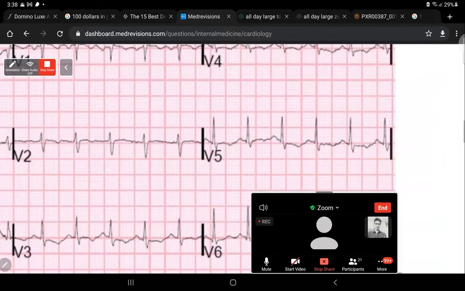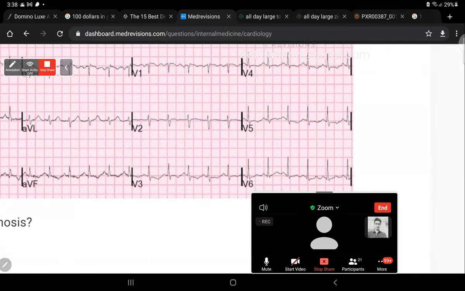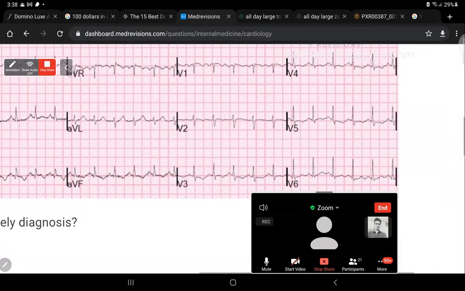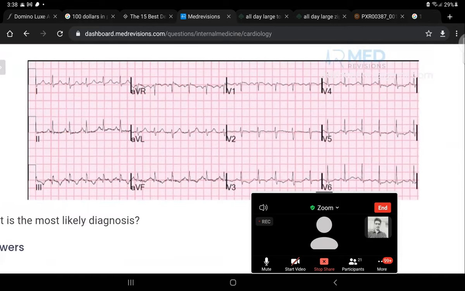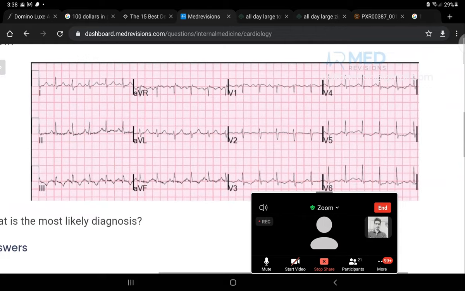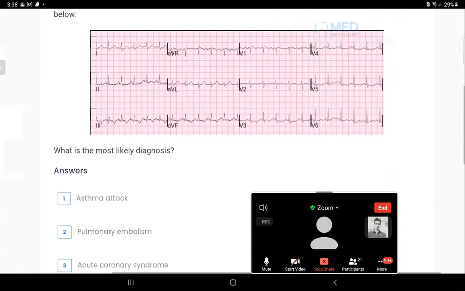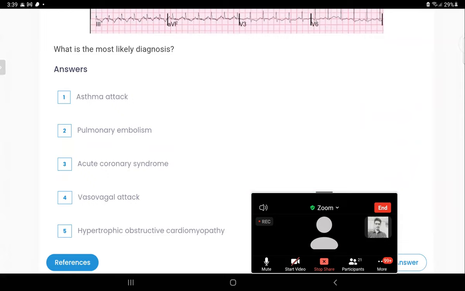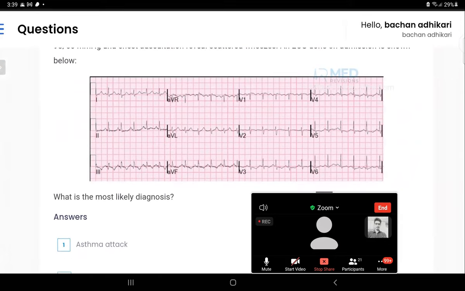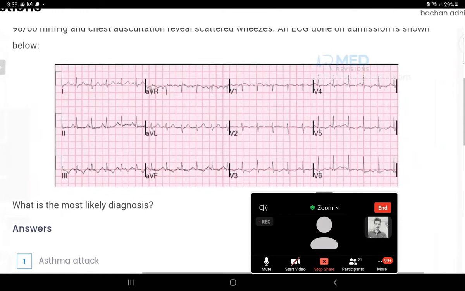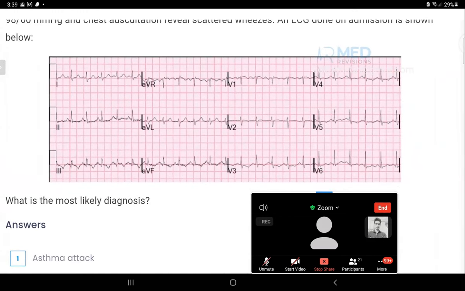So right now we saw that there were P waves, and the RR interval was normal. The heart rate was almost fine, but there was a narrowing of the QRS morphology. So what is your diagnosis? Based on just the ECG here, what is your diagnosis?